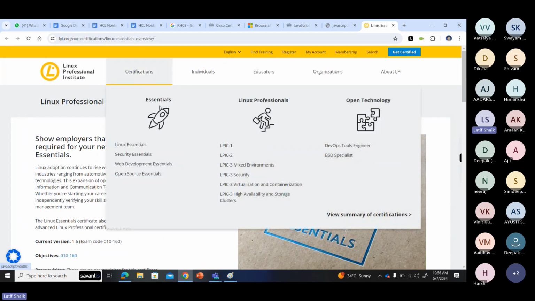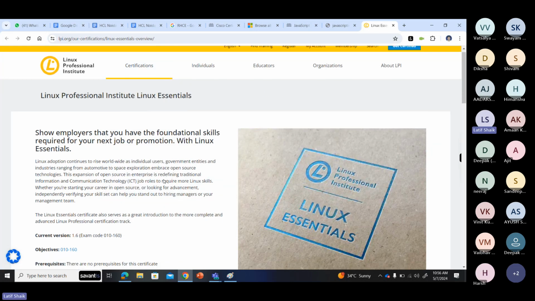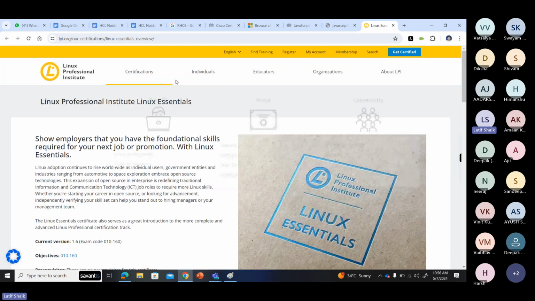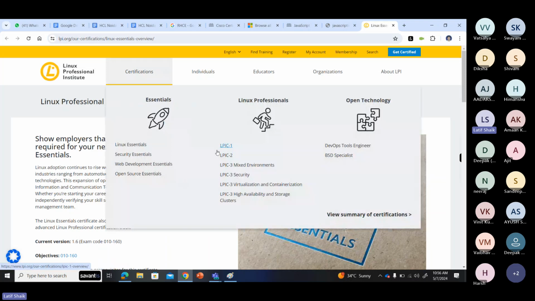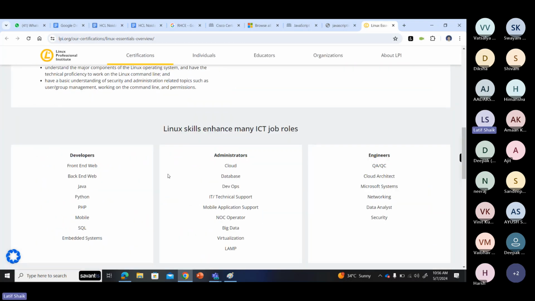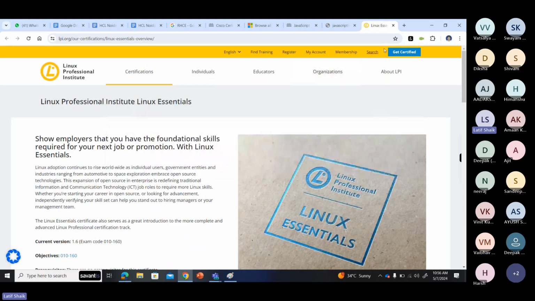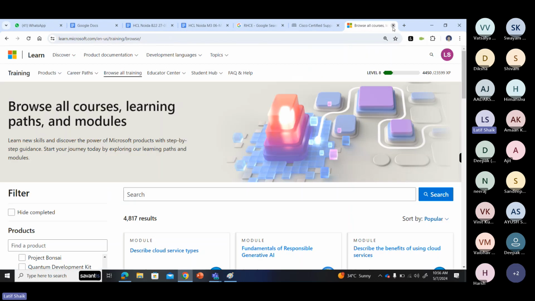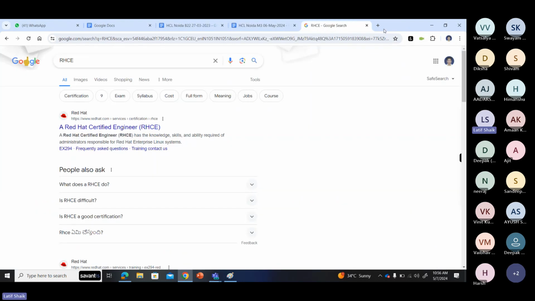From here also you can gain certifications like LPIC-1, LPIC-2. These are paid certificates, but learning is free. So you can try any learning parts of this one. There are a lot of free sources available for learning purposes. That's my point. A lot of learning resources are available.